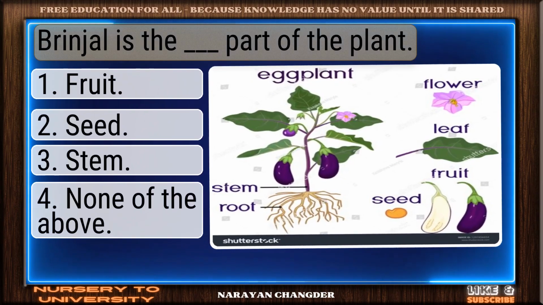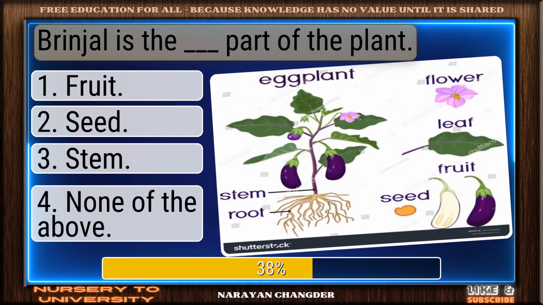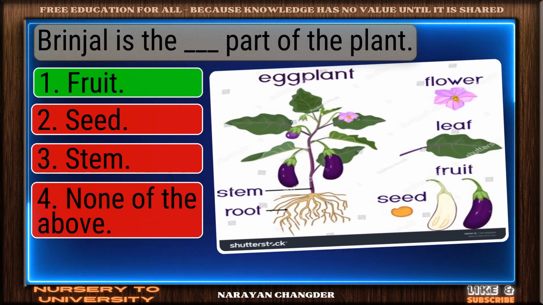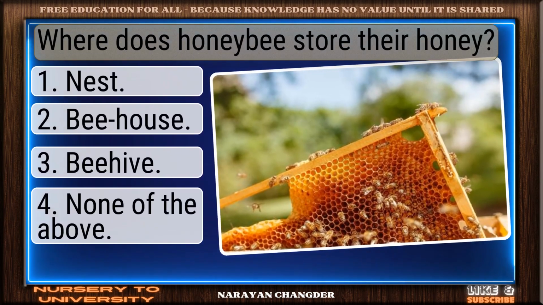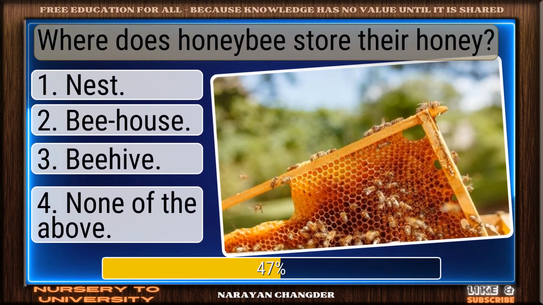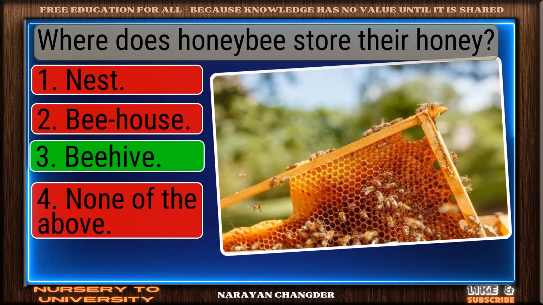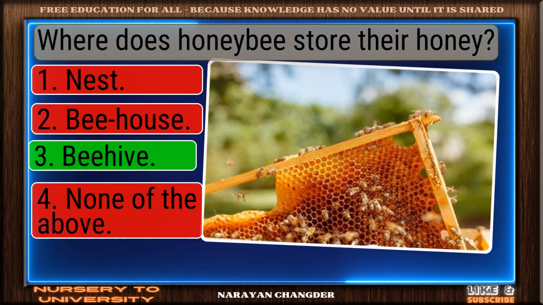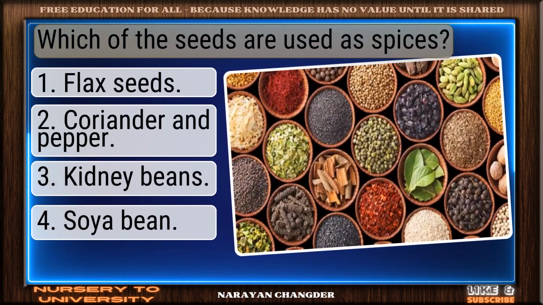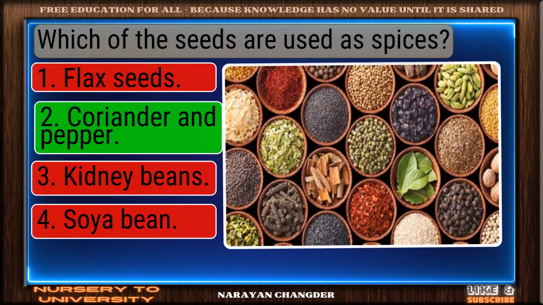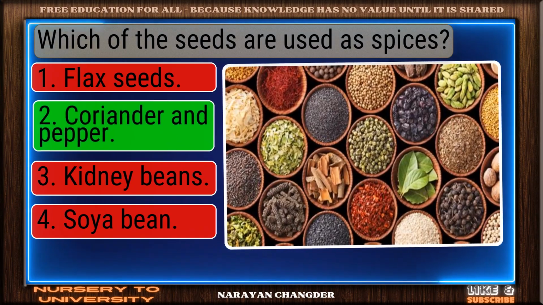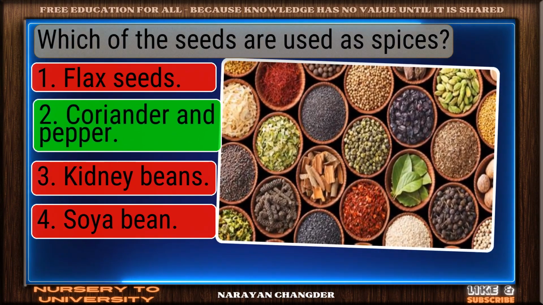Brinjal is the dash, part of the plant. Great job. Fruit is the accurate answer. Where does honeybees store their honey? Strong choice. Beehive is the right answer. Which of the seeds are used as spices? You're right. Coriander and pepper is the correct answer.